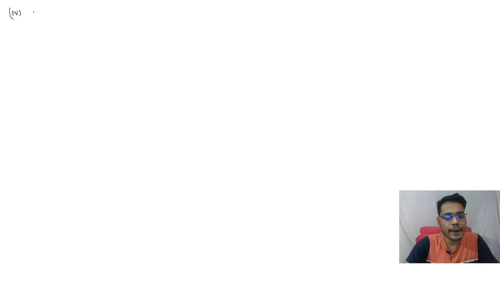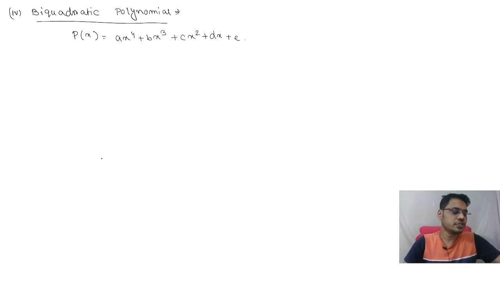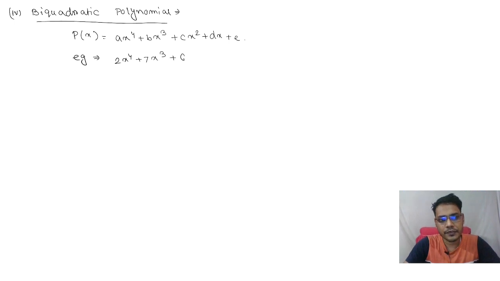Now the fourth one, biquadratic polynomial, should be in the form of, in which form can we write the biquadratic polynomial? So p of x will be ax raised to the power 4 plus bx cube plus cx square plus dx plus e, in this form. So if we check an example, we can clearly understand this. 2x raised to the power 4 plus 7x cube plus 6x square plus 4x plus 5.